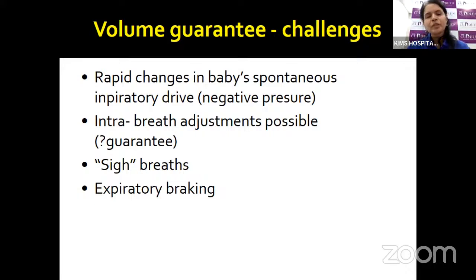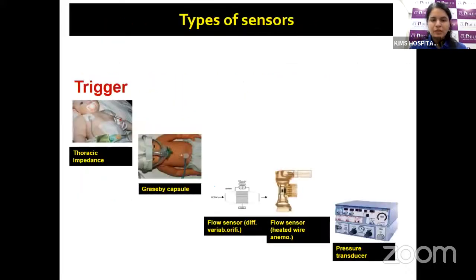The other problem is a concept called sigh breaths, when babies take very prolonged cycle or prolonged inspiratory time breaths, which can make volume guarantee a little bit more challenging. And another problem is called expiratory braking, wherein the baby's exhalation phase can be broken into various phases. So this can confuse the ventilator as to what is to be considered as the exhaled tidal volume.